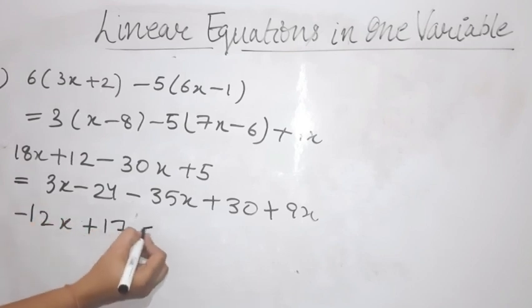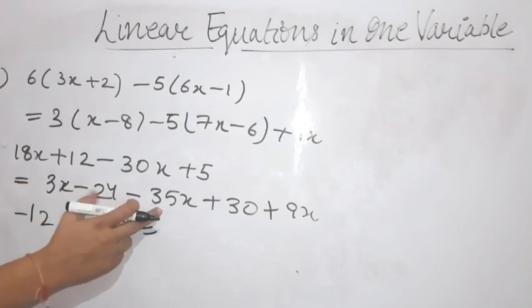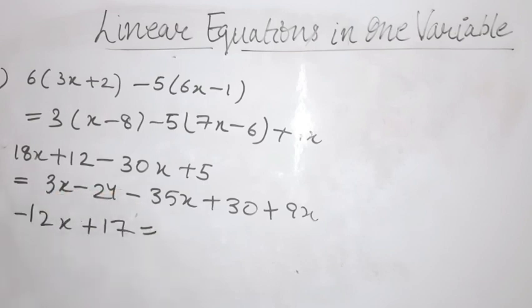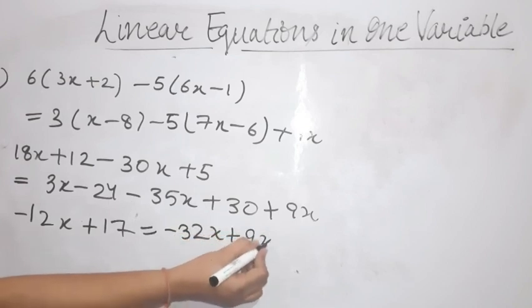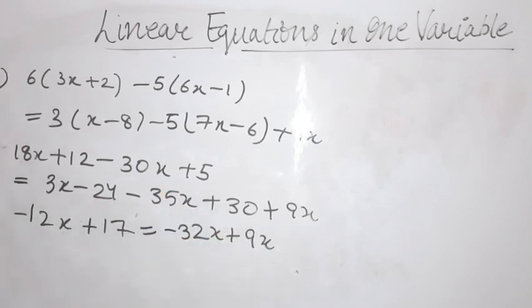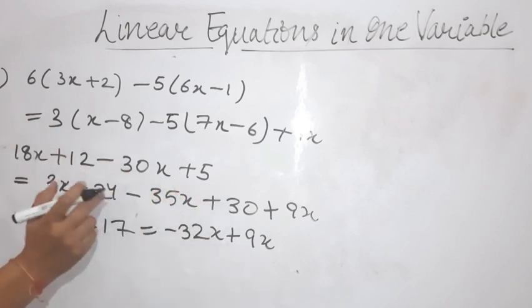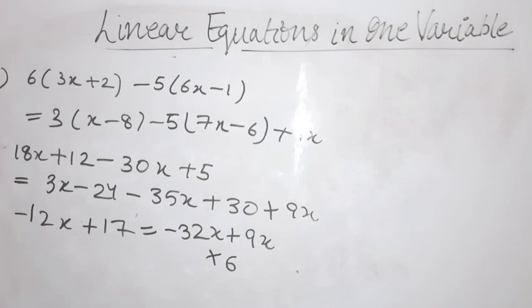Now I am going to solve the right hand side, collecting all the like terms together. So 3x minus 35x, plus minus, and the sign of the greatest number. So what is left? Minus 32x plus 9x. Now minus 24 plus 30, plus minus, and the sign of the greatest number. So 30 minus 24 is 6. So it will be plus 6 because 30 is greater than 24.